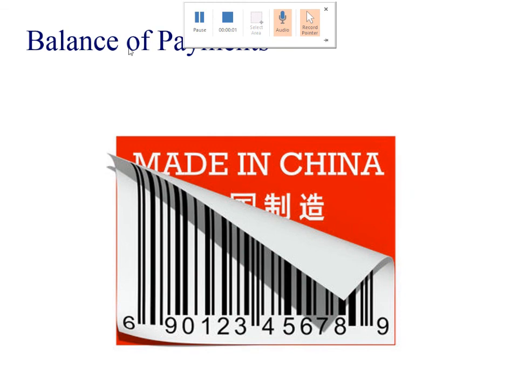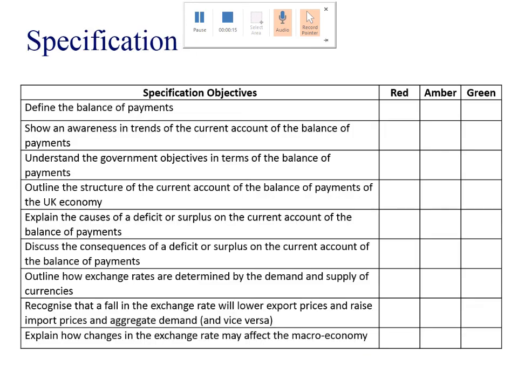Okay, so the balance of payments and looking at current accounts as well in particular, a really hated part of the specification for most students, but it's not that difficult, and it's really good to learn about because it comes up in your A2 exams as well.